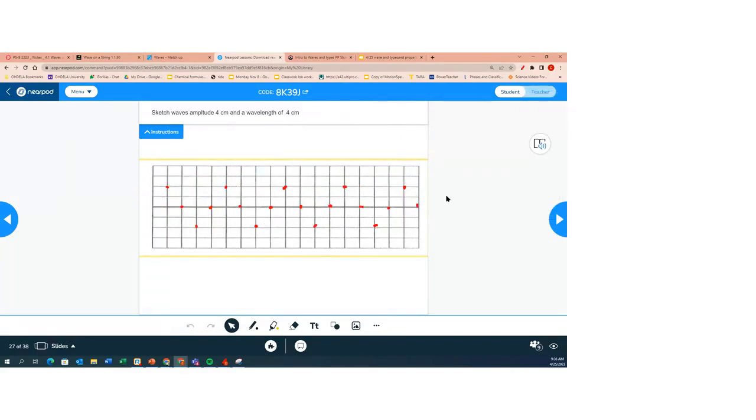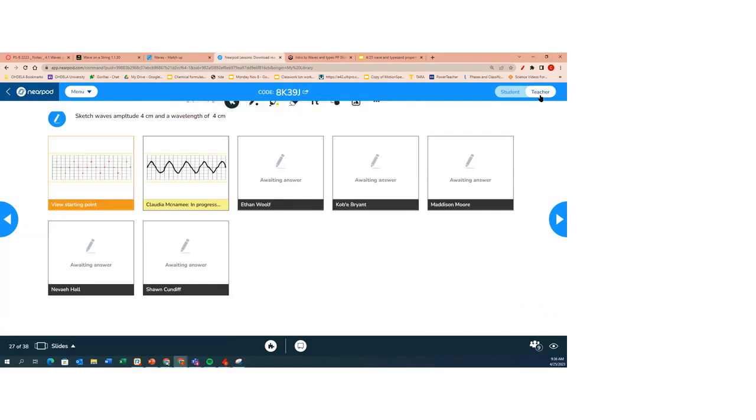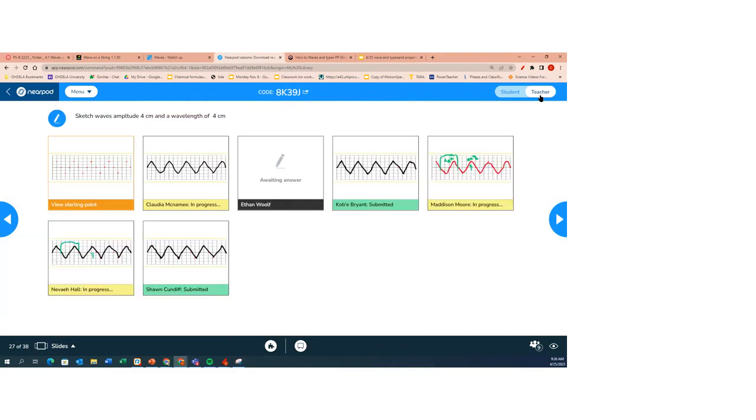So like I said, I gave you some dots to try it out. Good job, Claudia. Thanks, Kobe. Right, so yeah, you got it.